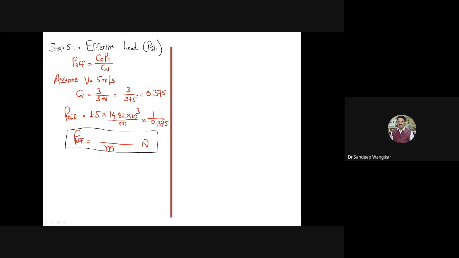So P effective value I will get in terms of module. 59.27, okay, anybody else? Any other calculation? 28. Okay, so I will write down 59.28 here, into 10 raised to 3. Okay. Then step number 6.